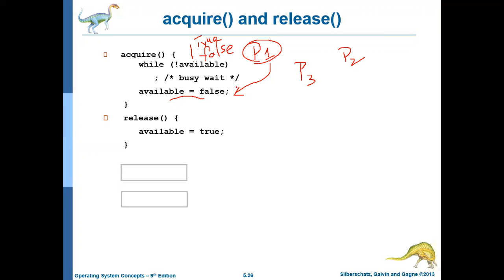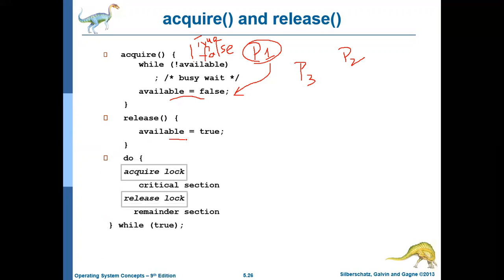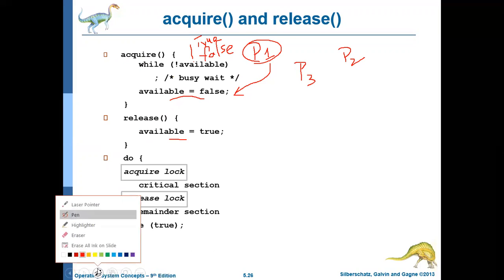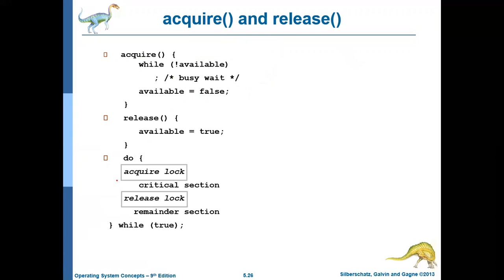Similarly, after accessing the critical section, it will release the lock. For releasing, it will just make available as true. This is how acquire and release work, and this is how it can be used in a particular program.